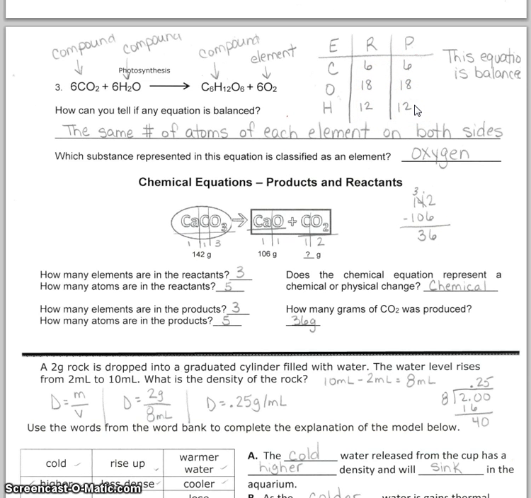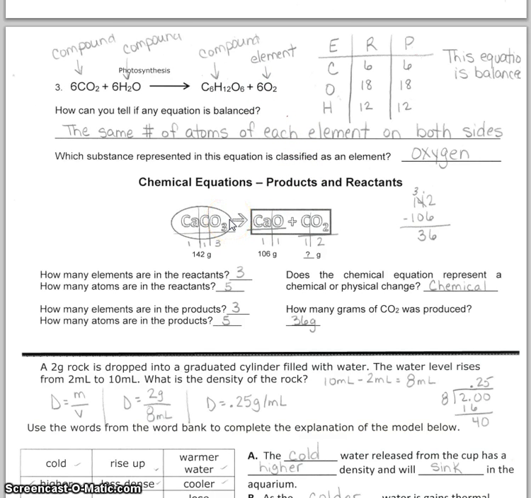Which substance represented in the equation is classified as an element? Well, carbon dioxide is a compound because it is 2 or more elements bonded together. Water is also a compound. Glucose is a compound. It's 3 elements combined together. But this one here is just a single type of atom. There's only oxygen atoms in this little chemical formula right here. So oxygen is the element in this equation, the 6O2.